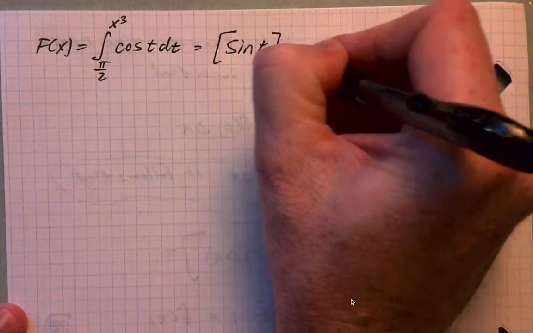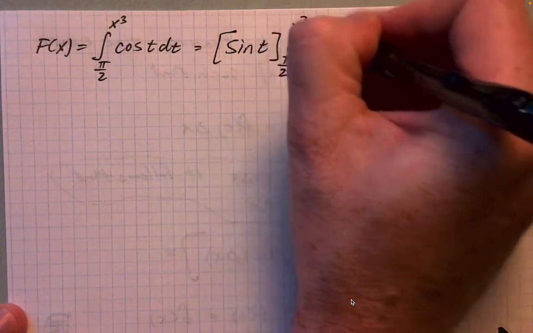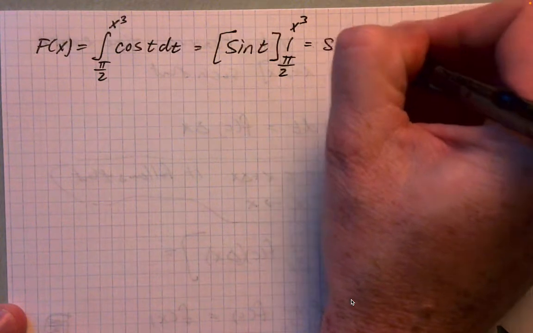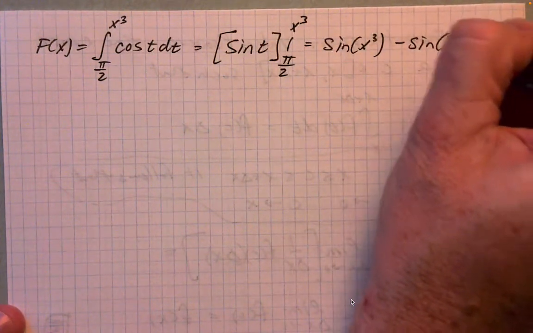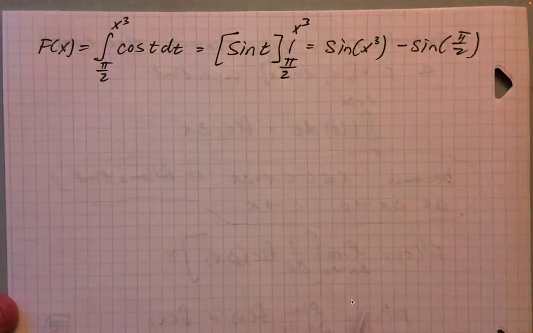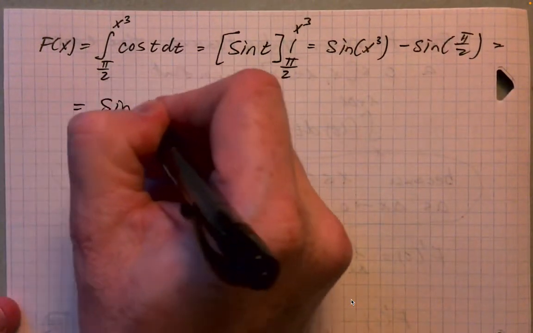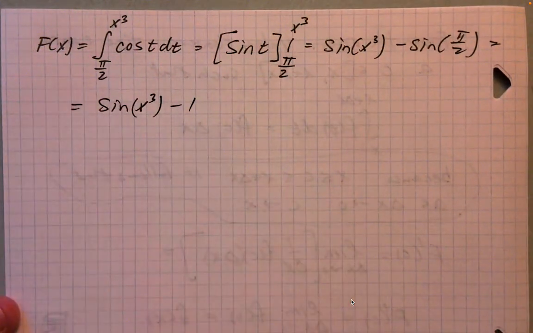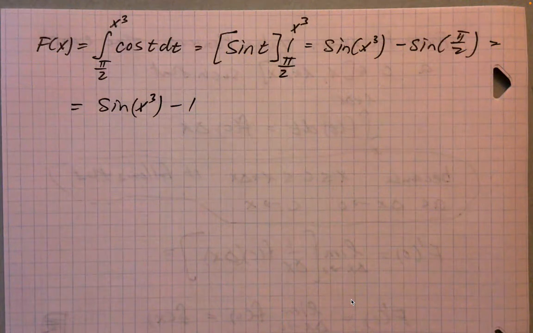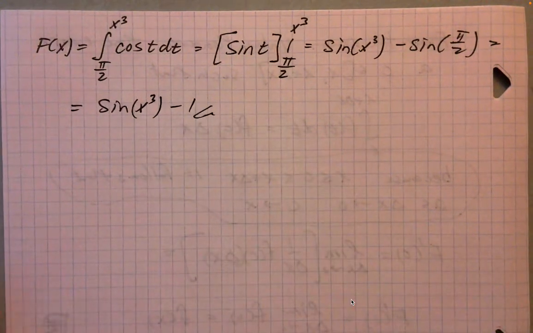So the integral would be sine t, from pi over 2 up to x cubed, and so we can just plug those in. Sine of x cubed minus sine of pi over 2. And so that would be sine of x cubed minus 1. Okay, so that's what f of x is. f of x can alternatively be written as such. You can write it like this, if you wanted to ditch the integral.